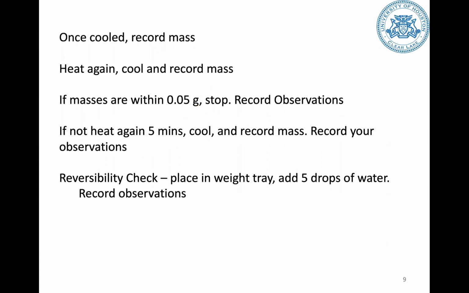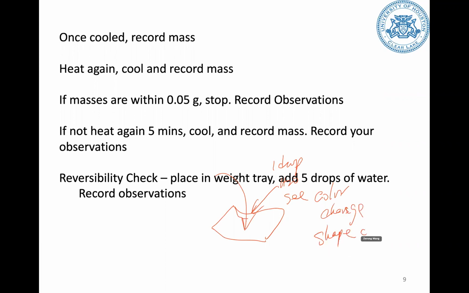The reversibility check: in this case, you can put it in a weigh tray. We have a plastic-like tray. You put some of the powder, the anhydrate, in, and you add 1 drop of water here. See what color change, and the shape change. So with this one, we will see whether it is reversible or not.